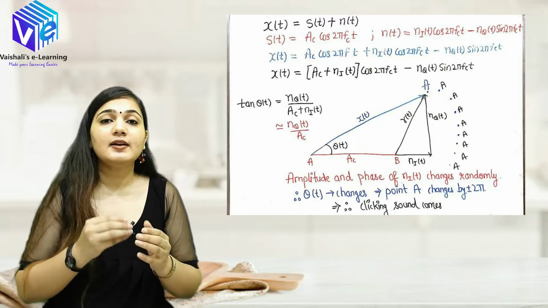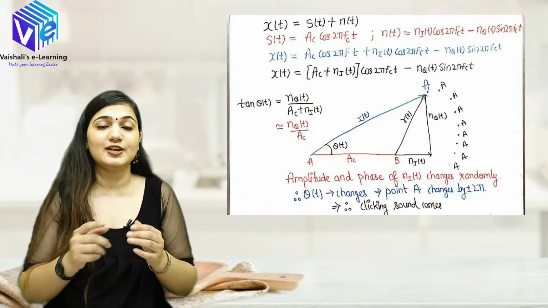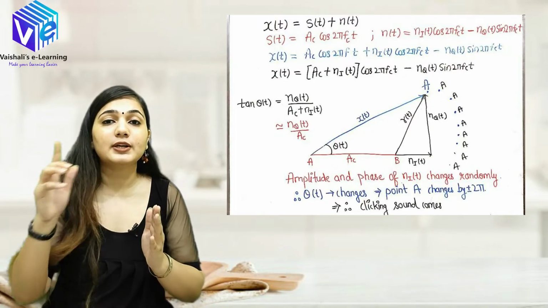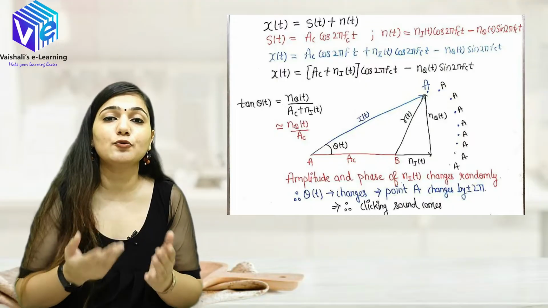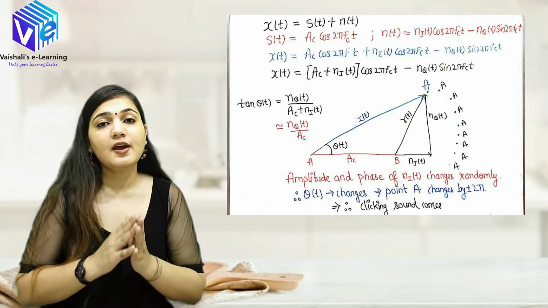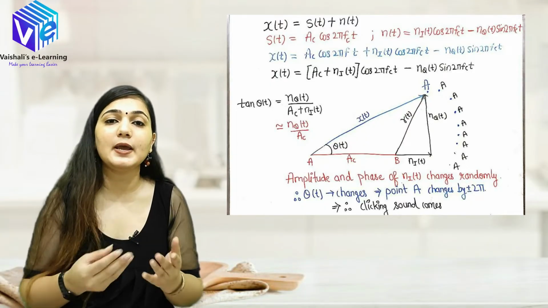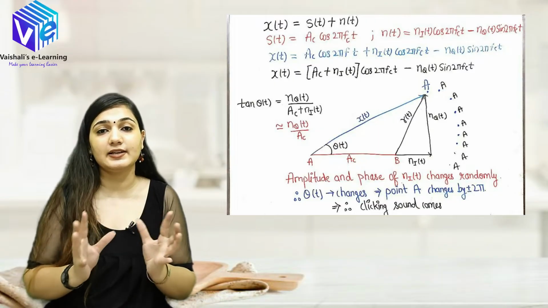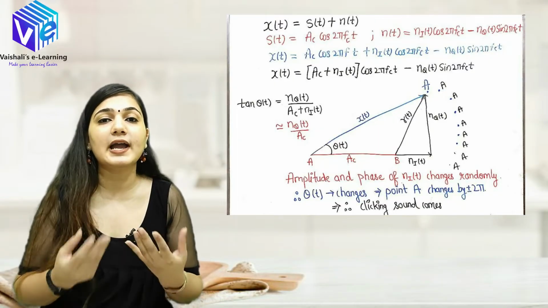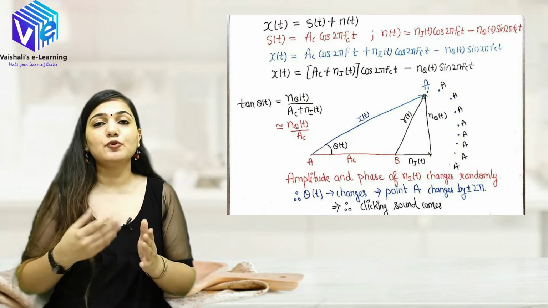Whenever n_q(t) changes, the output A will change. The output A will rotate through the full 2 pi direction, because theta is changing due to changes in n_q(t), so the point A will vary. This is causing the clicks. I hope it is now clear why the clicks are present: whenever the noise is changing, the position of point A changes. So now the question is, can we remove this effect?